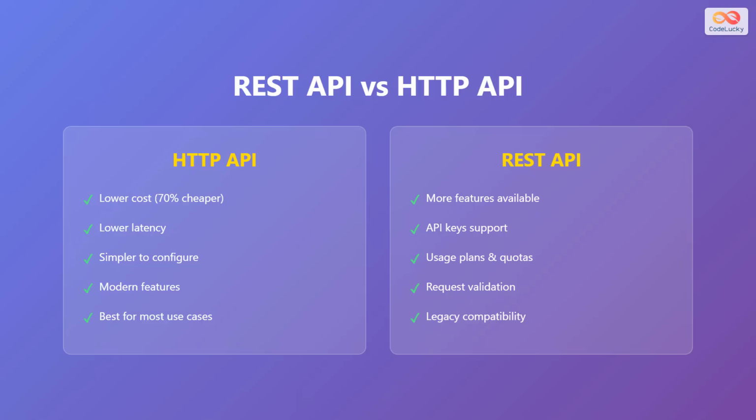API Gateway offers two types of APIs, HTTP APIs and REST APIs. HTTP APIs are simpler and more cost-effective, costing up to 70% less than REST APIs. They also offer lower latency and are easier to configure, making them the best choice for most modern use cases. REST APIs, on the other hand, provide more advanced features like API keys, usage plans with throttling and quotas, request validation, and are ideal when you need these specific capabilities or require legacy compatibility.